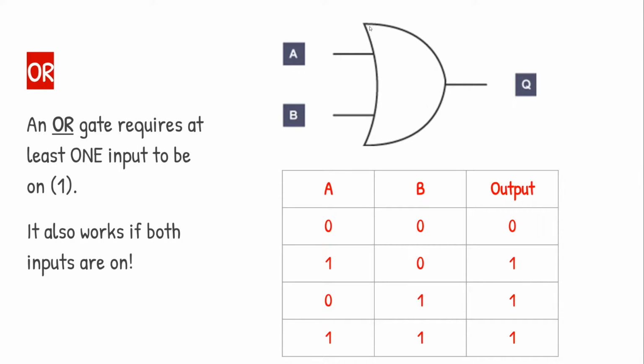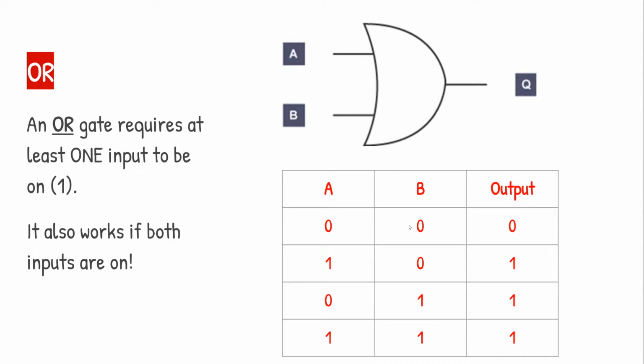With the OR gate, the shape changes, so bear this in mind. Again, it still has two inputs, A and B, and one output. Unlike the AND gate, only one of these needs to be a 1 to get a 1 as an output. So we have a look at the truth table.